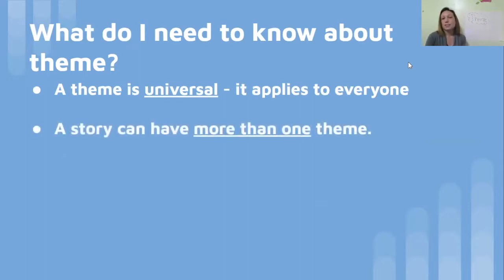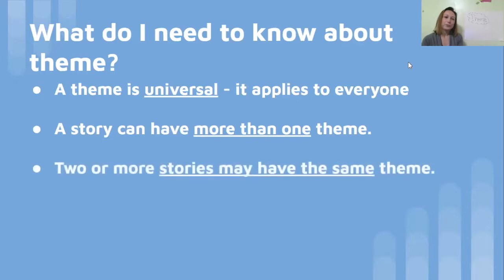A story can even have more than one theme. You may find a theme in a story, and someone else may see a different theme in a story. There can be two themes or even more in a story. Two or more stories may have the same theme, and as we look today at our examples, they may remind you of other stories that you've heard. So as you think, is there another story that has the same theme?